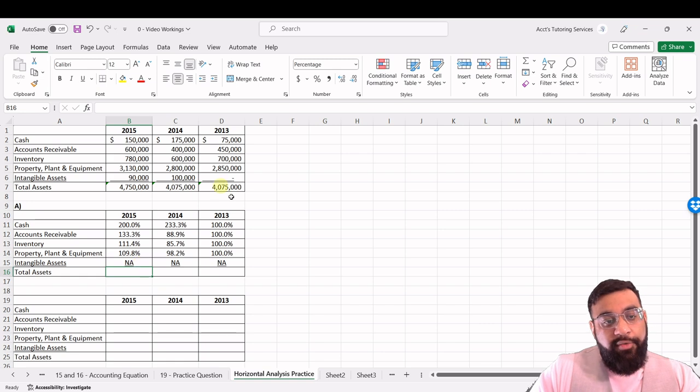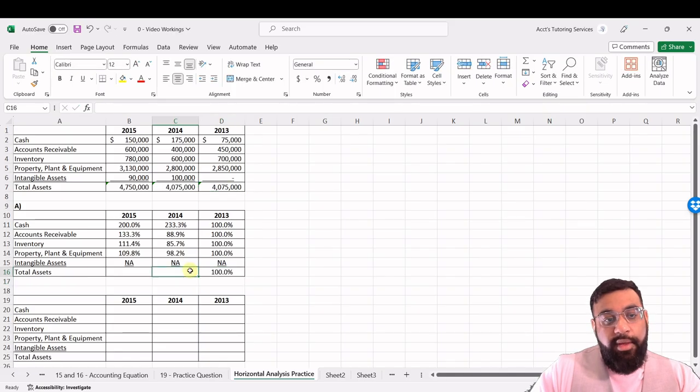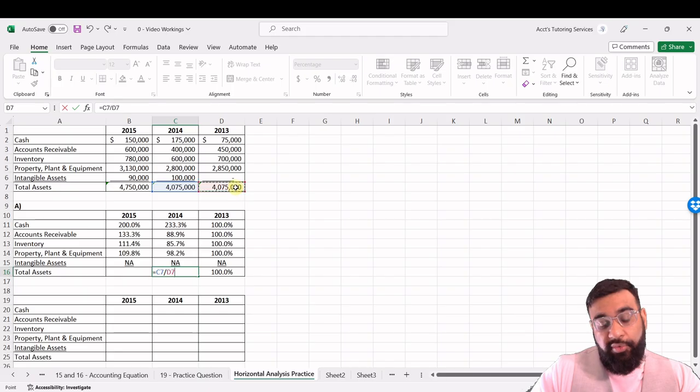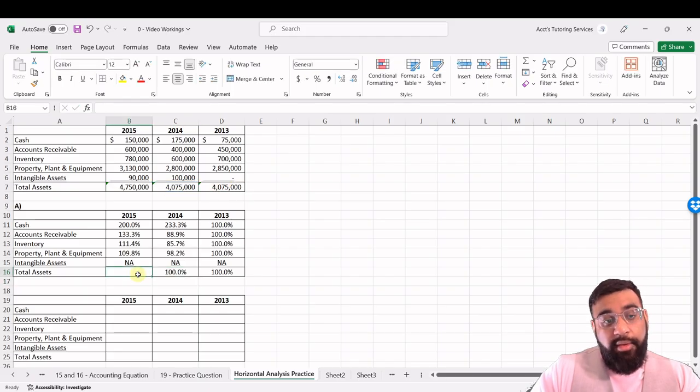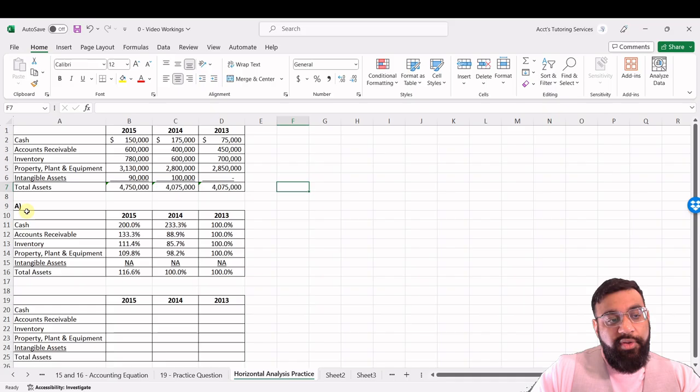Now for total assets, we can do 4.07 million divided by 4.07 million. Then we can do 4.07 million divided by 4.075 million. Then we could do 4.75 million divided by 4.075 million. So this is part A.